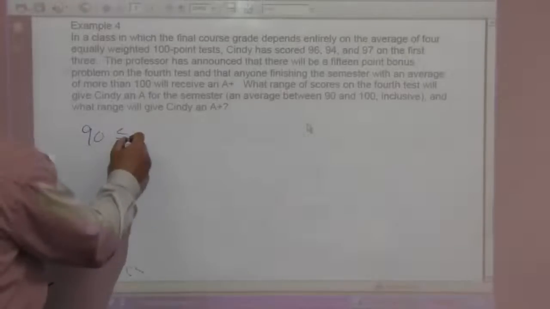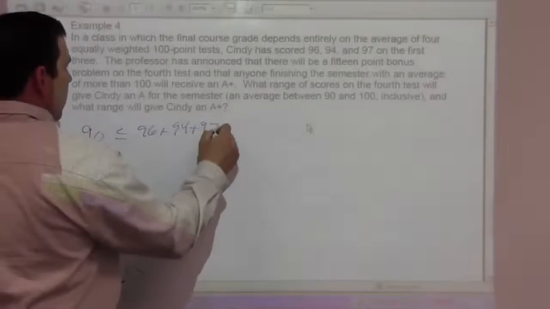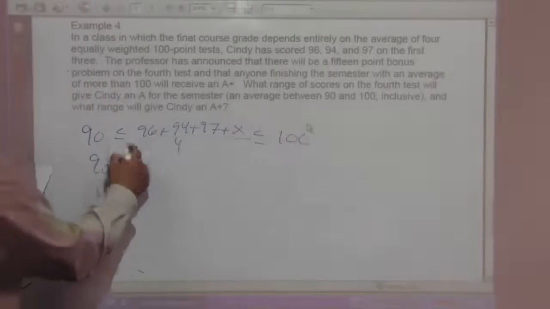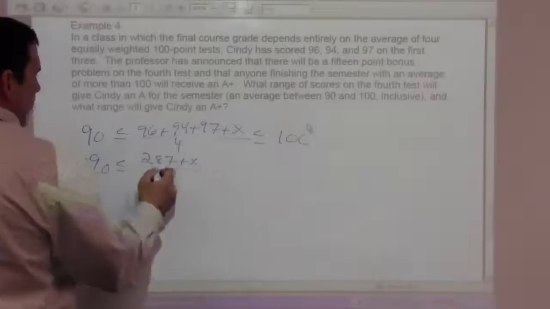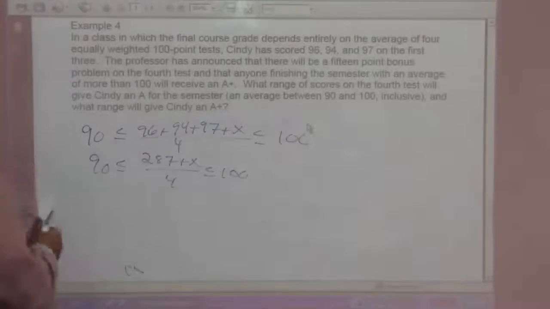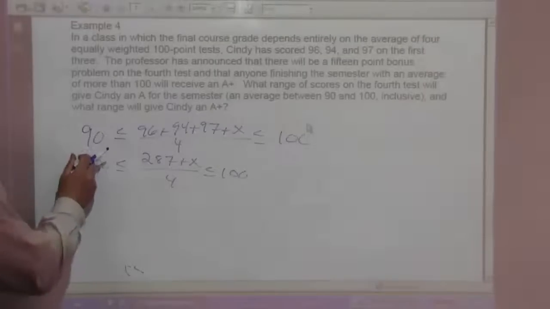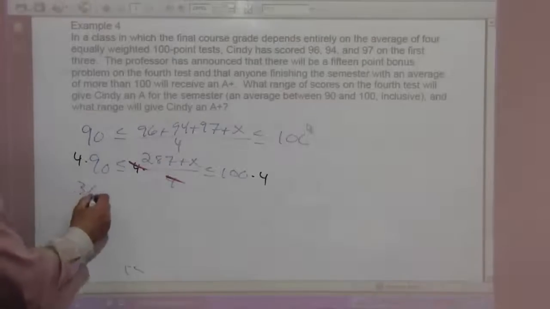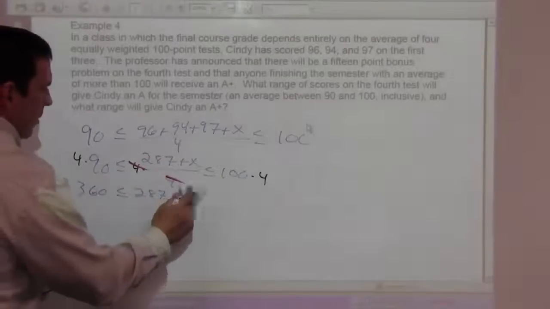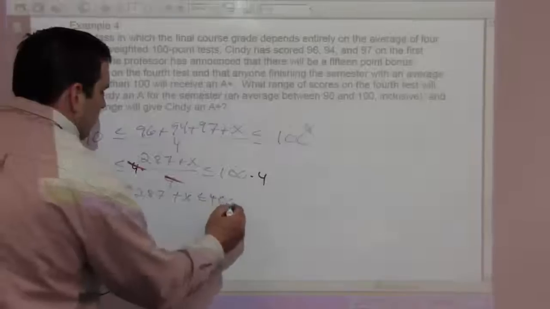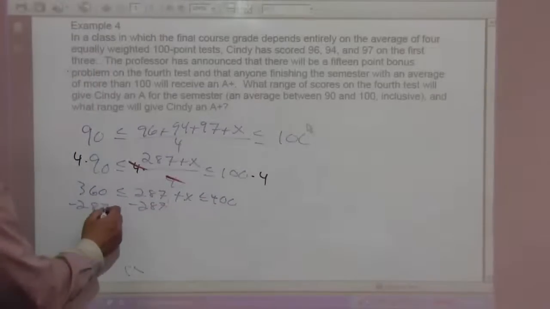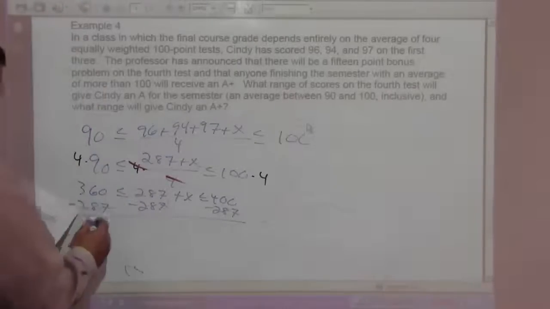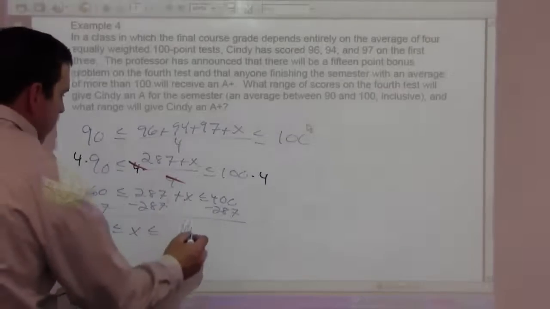So we have 90 is less than or equal to 96 plus 94 plus 97 plus the x, all divided by 4, less than or equal to 100. So 90 is going to be less than or equal to, if you add this up, it's 287 plus x over 4, less than or equal to 100. Multiply through by 4. And 360 is less than or equal to 287 plus x less than or equal to 400. So we subtract 287, and what do we have here? 360 minus 287 would give us 73 less than or equal to x less than or equal to 113.